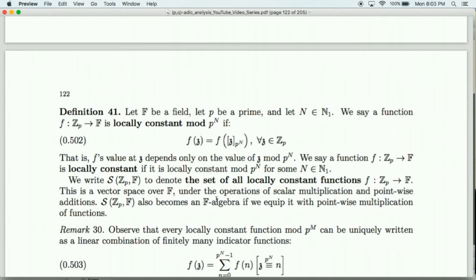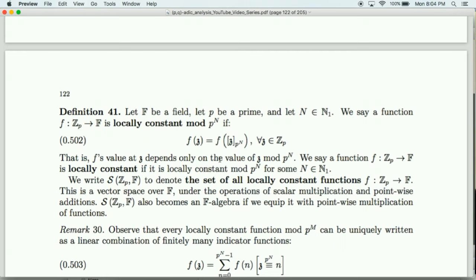So now we have our definition. Let F be a field, let p be a prime, and let N be a non-negative integer. I say a function f is locally constant modulo p to the N if f of z is equal to f of z mod p to the N. That is, the value of f depends only on the value of z mod p to the N. More generally, a locally constant function is one which is locally constant mod p to the N for some N. I write S(Z_p, F) to denote the set of all locally constant functions from Z_p to F.